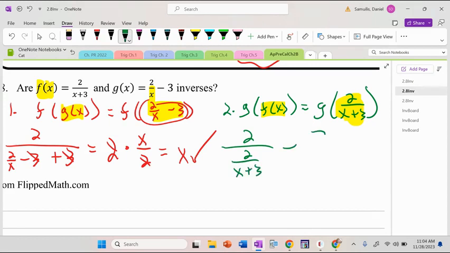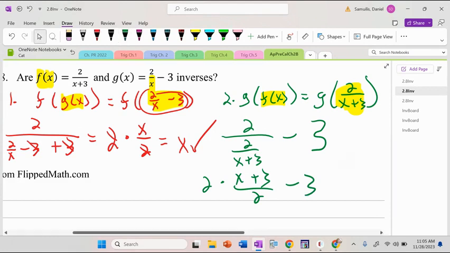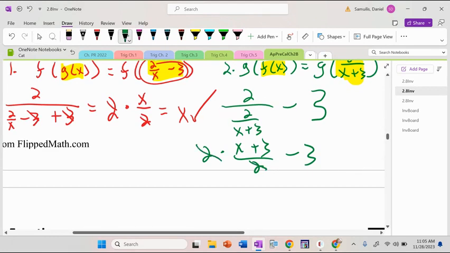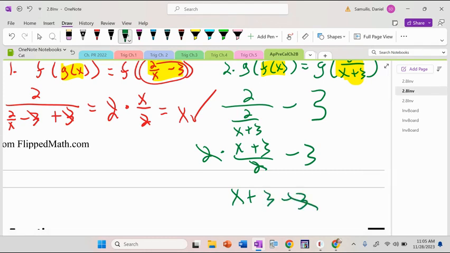Again, what does 2 over x plus 3 become? It becomes 2 times x plus 3 over 2. So this becomes that. You can go ahead and leave. But as you're packing up your stuff, you will see the 2s cancel and then the 3s cancel. So this is a check as well. And then what you can say is, for sure, this proves they are inverses of each other.